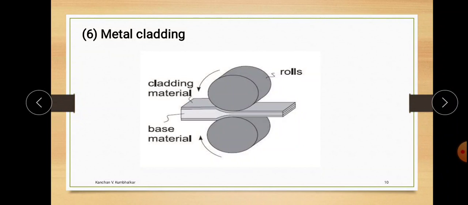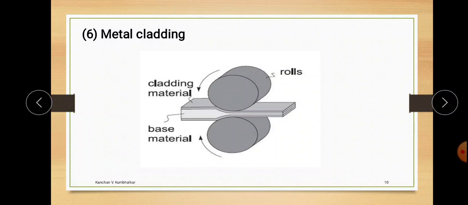Metal cladding is a simple sandwiching. A metal which we want to protect from corrosion is just sandwiched in between two metallic layers, and then it is passed through the roller, and we get a single sheet. This procedure is known as metal cladding. It is also included in metallic coating.